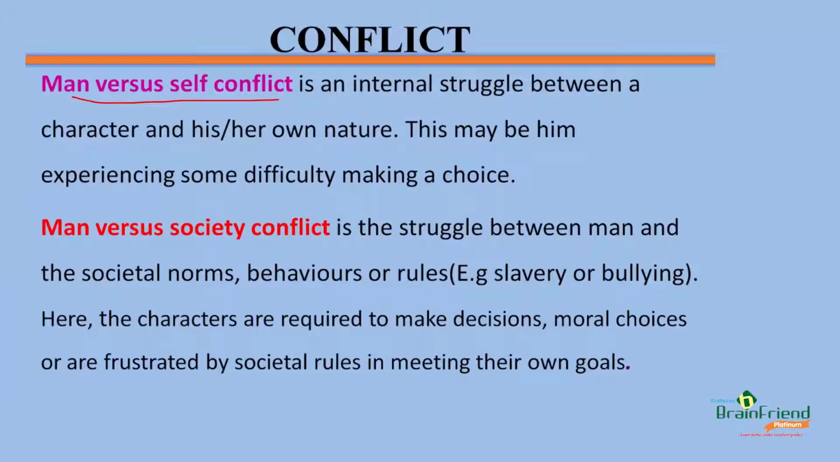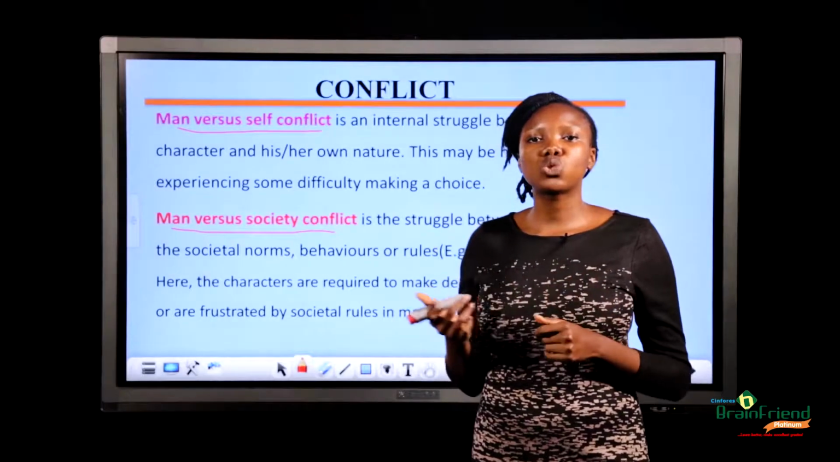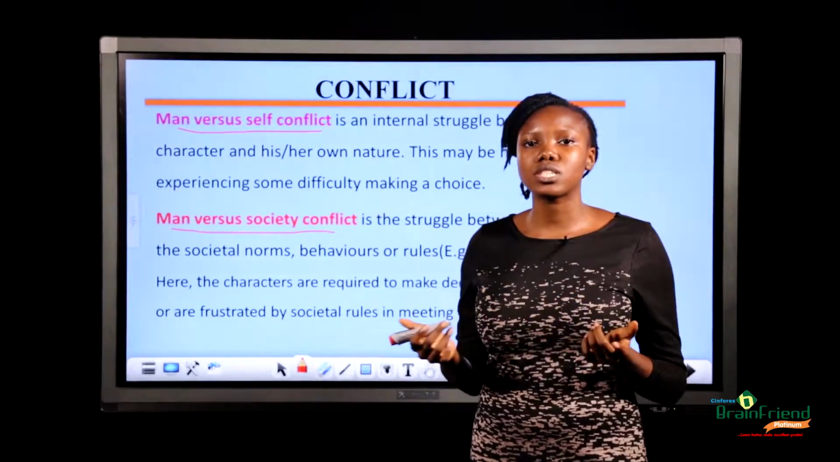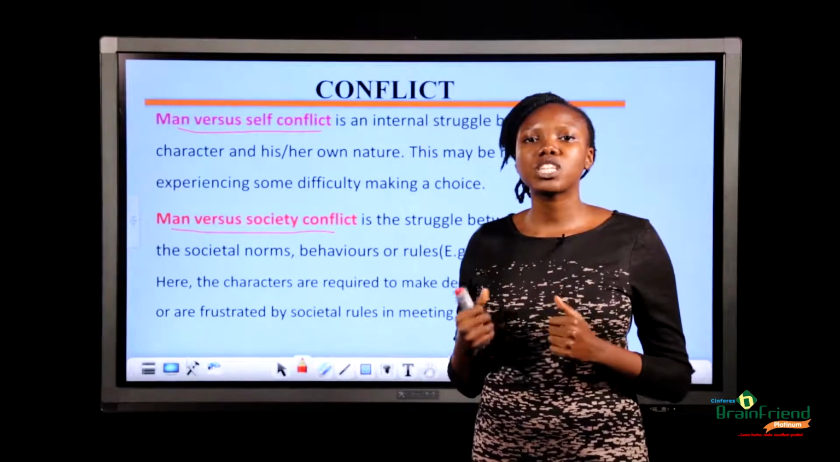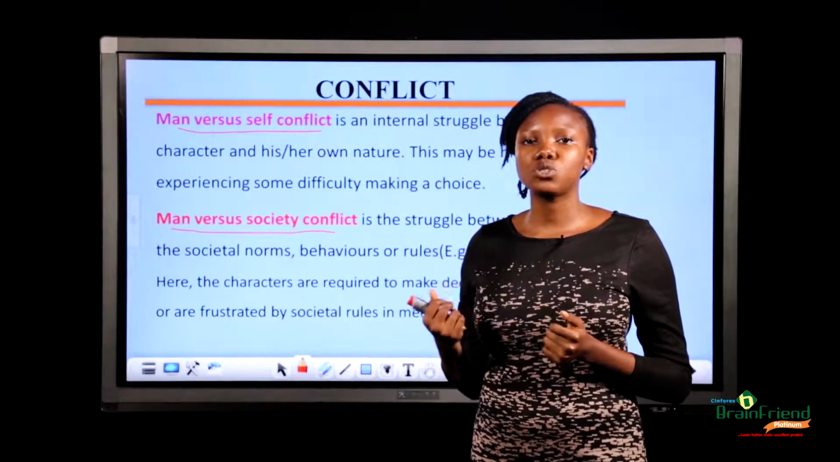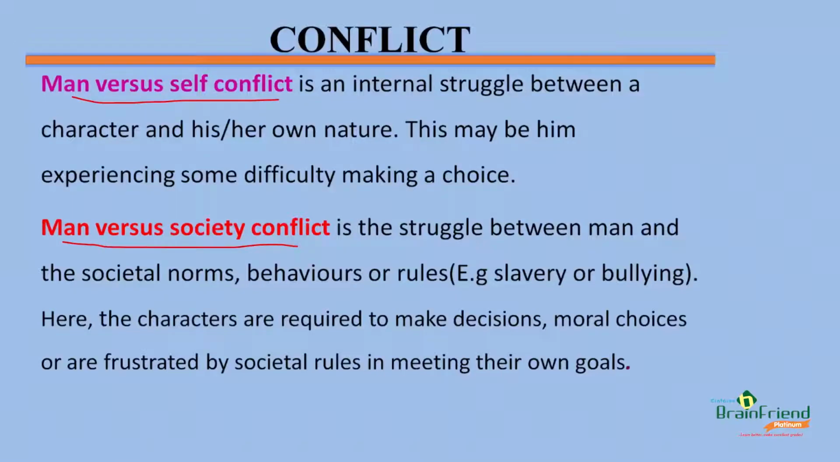Next, we have man versus society conflict. Man versus society conflict is an external conflict, a conflict between man and his society. Man struggles with the norms of the society, with the beliefs and the laws of the society. So man tries as much as possible to go against these norms and rules to achieve his goal. Now let's look at another kind of external conflict.